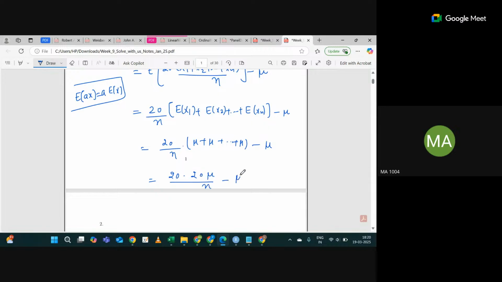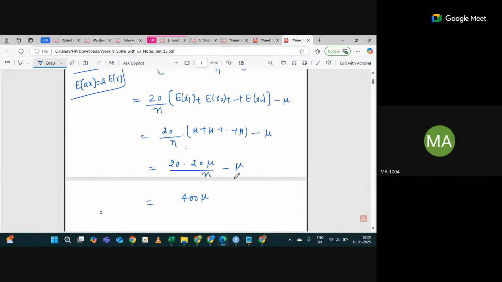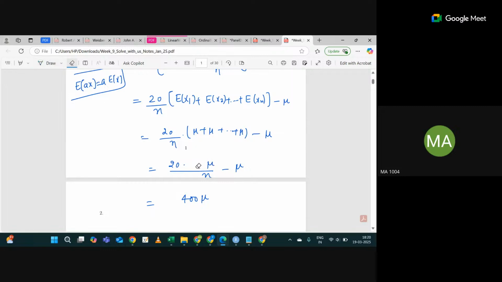So this part will be 20 into n mu, divided by n, minus mu. A student points out it will be n mu instead of 20 mu. Sorry, yeah, correct, this will be n mu. So this n will get cancelled out, and it will be 20 mu. Correct? 20 mu minus mu, we will get 19 mu.